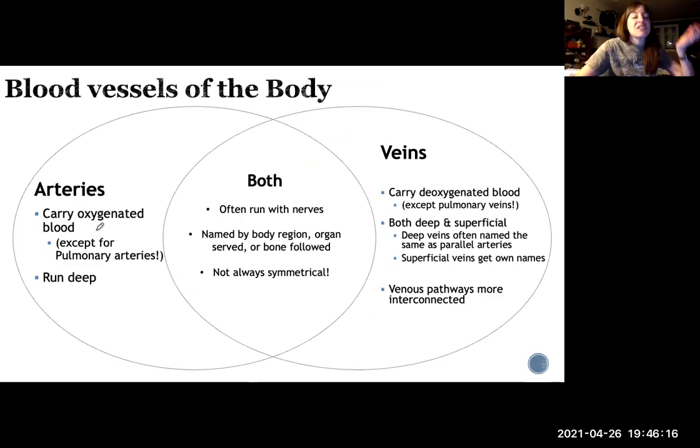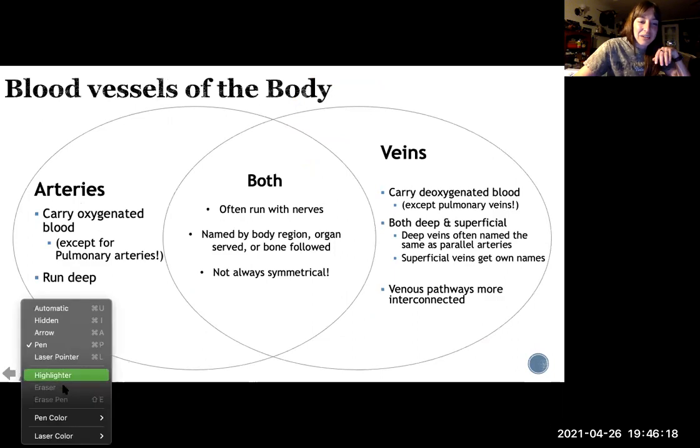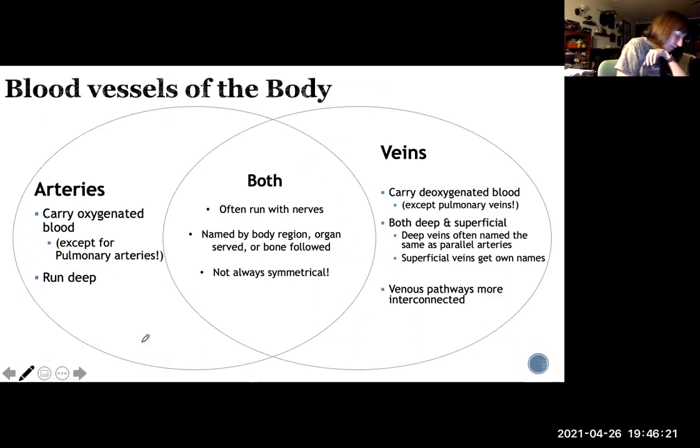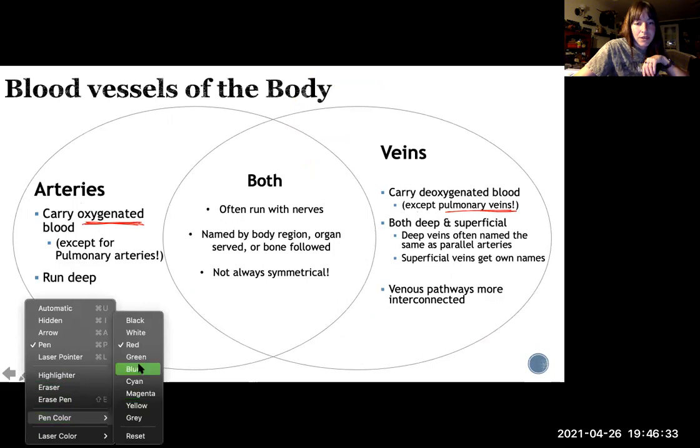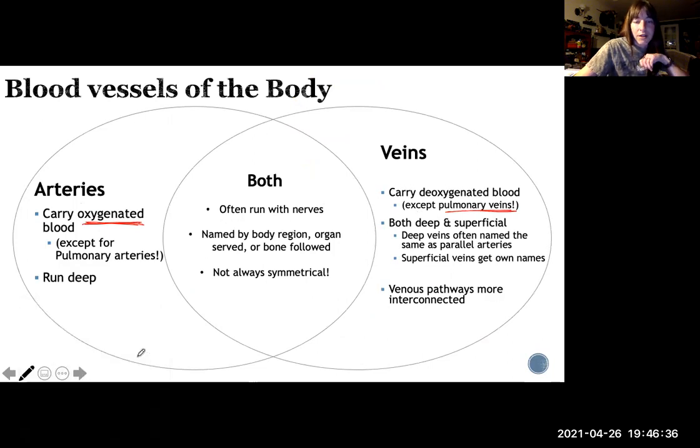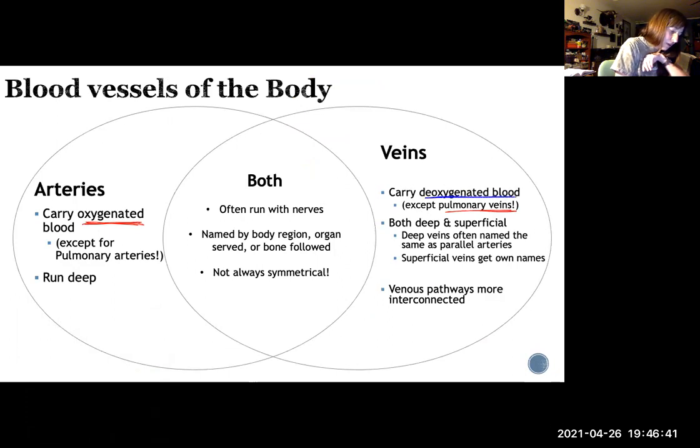Oh, I made this beautiful Venn diagram for you. What do you think? So your arteries carry oxygenated blood, of course, right? Except for your pulmonary arteries, which carry deoxygenated blood. Your veins carry deoxygenated blood, except for your pulmonary veins, right? Your arteries carry oxygenated blood except for your pulmonary arteries, right?